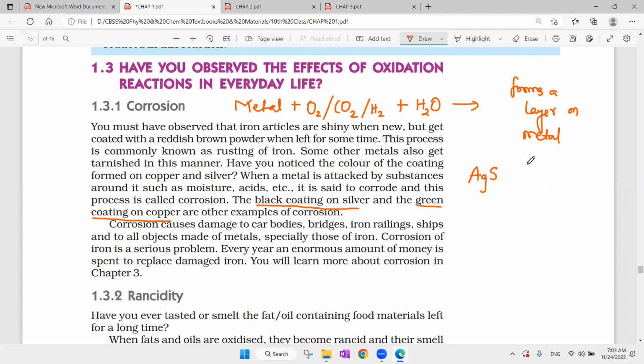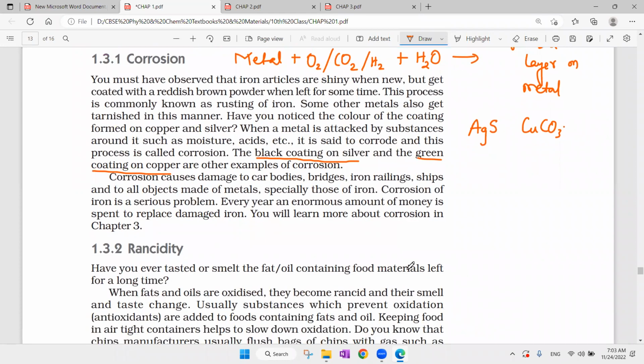And why do we get a green coating? CuCO3, basic copper carbonate, Cu(OH)2, right? That, and also, one chapter is interrelated to another chapter. That is corrosion. How to avoid corrosion, guys?